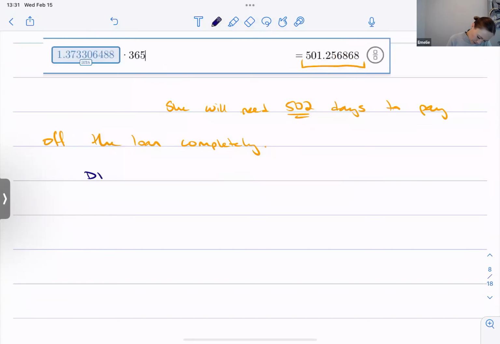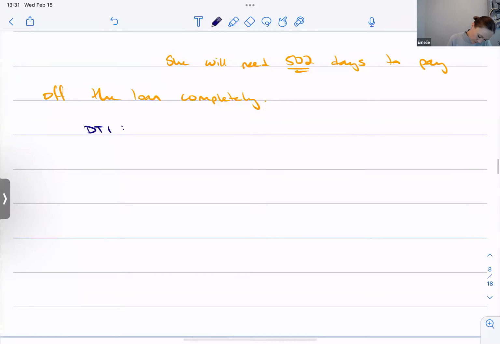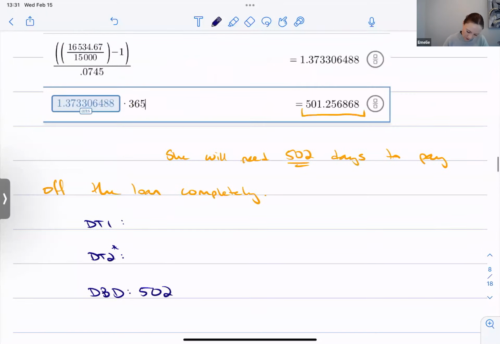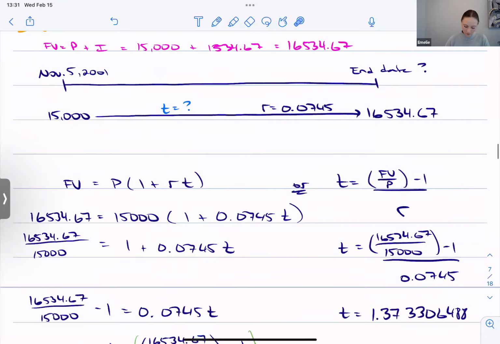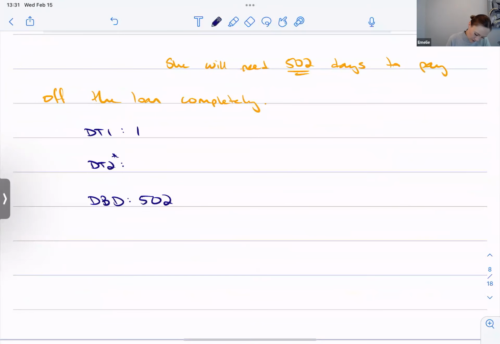So now we can use date 1, date 2, which is what I'm solving for. And the days between dates is 502. Date 1 was what? November 5th, 2001. November 5th is 11/05/01.